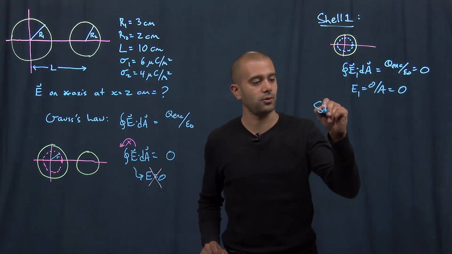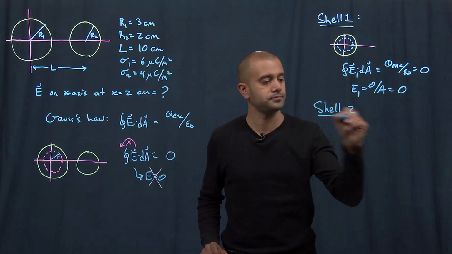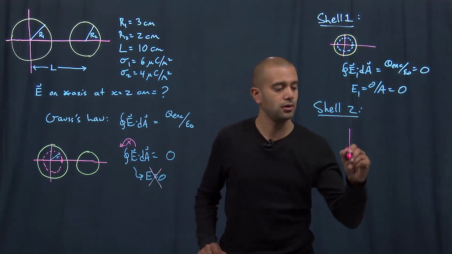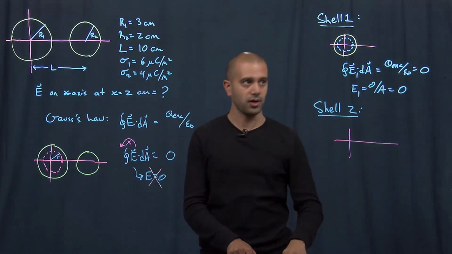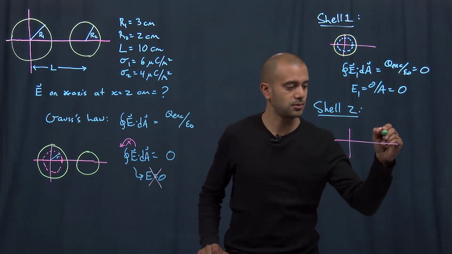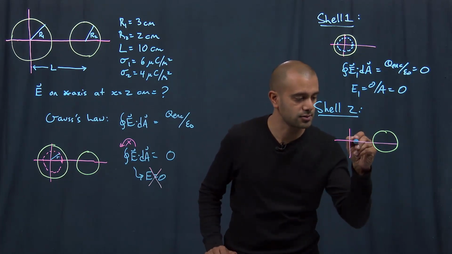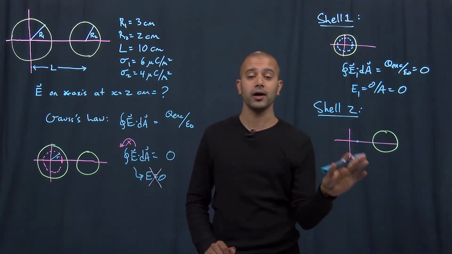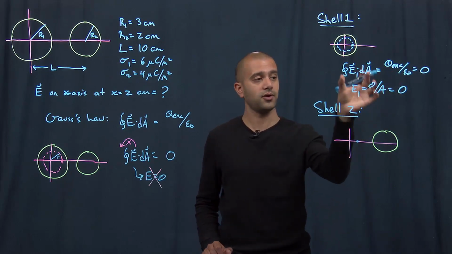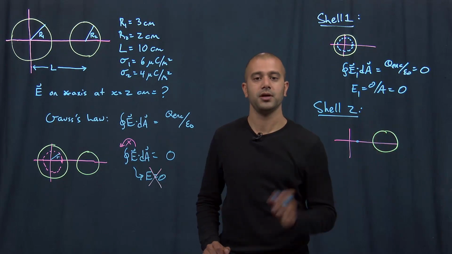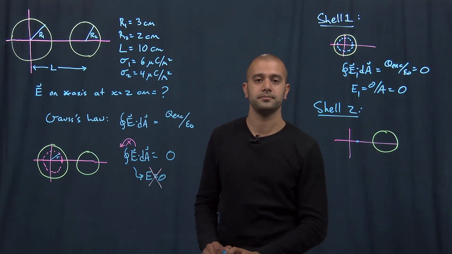Now for the second shell, I want you all to do that on your own. To do a similar thing, and in this case, we're just going to draw the second shell, but not the first one, which is centered somewhere over here. And what we're looking for is the electric field, again, at x equals 2 centimeters. So draw the appropriate Gaussian surface, set up the Gauss's law flux integral, and try to solve for the electric field due to this ball of charge alone. Take a minute, and we'll come back and take a look.